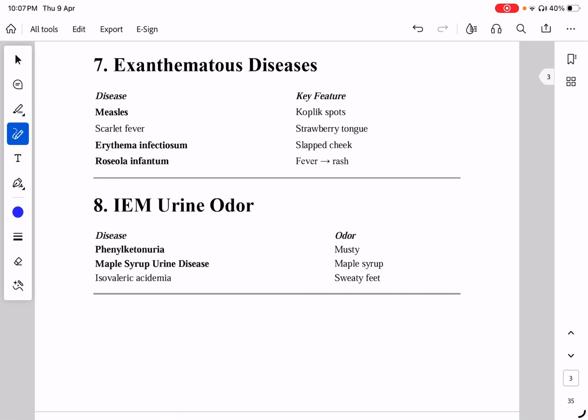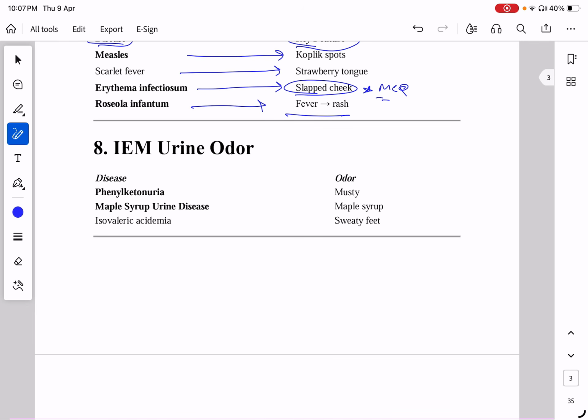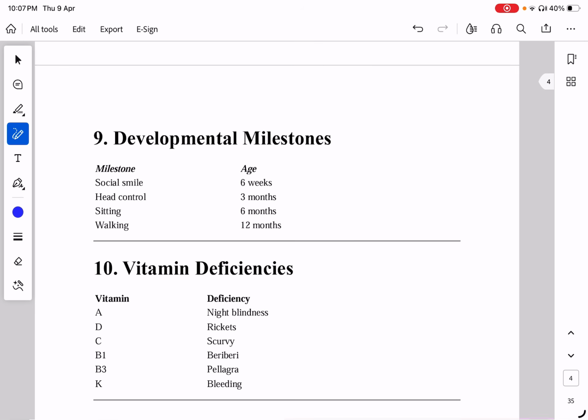Exanthematous diseases. Few important features of these diseases: measles, Koplik spots; scarlet fever, strawberry tongue; erythema infectiosum, slapped cheek appearance. Important MCQs have been asked previously. Slapped cheek appearance is seen in erythema infectiosum, and roseola infantum, fever followed by rash. IEM urine odor: phenylketonuria, musty odor; maple syrup urine disease, maple syrup; and isovaleric acidemia, sweaty feet odor.